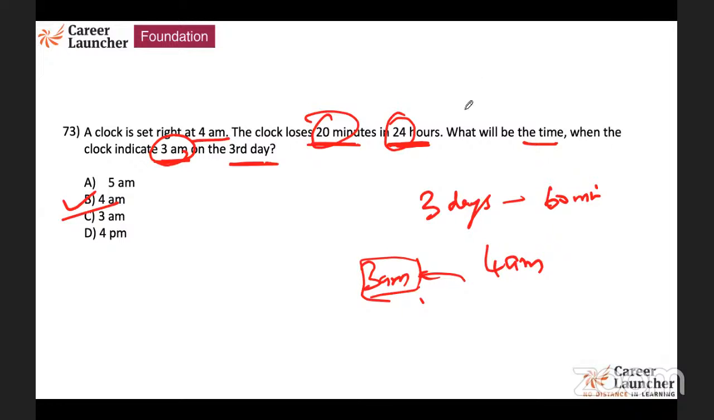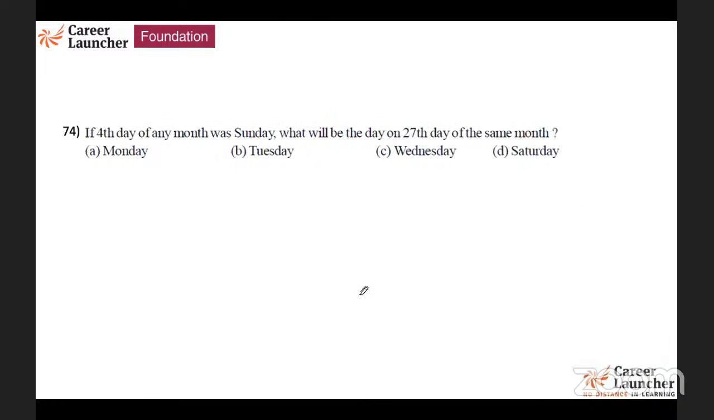Okay. I want to showcase some. There are lots of questions like this. You will get it. Look at this one. Somebody was asked for a calendar. This is a simple question.